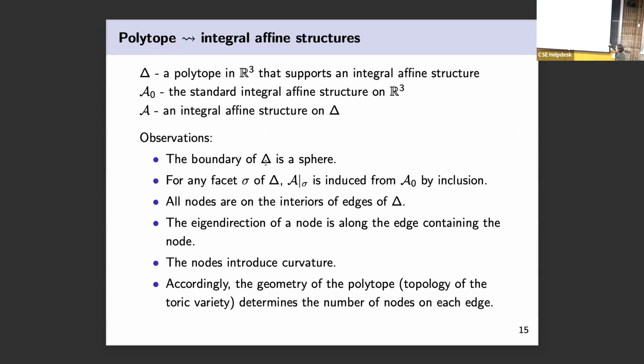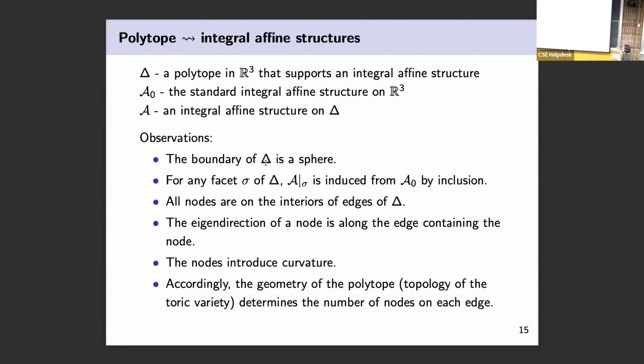Well, it is when I put the singular fibers on the edges, because remember, singular fibers have a direction that they know about, and that direction is the direction given by the edge. So it's natural to have them sit there. The facet of a polytope should be getting the integral affine structure just from inclusion in R3 from the standard integral affine structure. And that's what I'm denoting by A0, and A is the induced integral affine structure on the polytope.